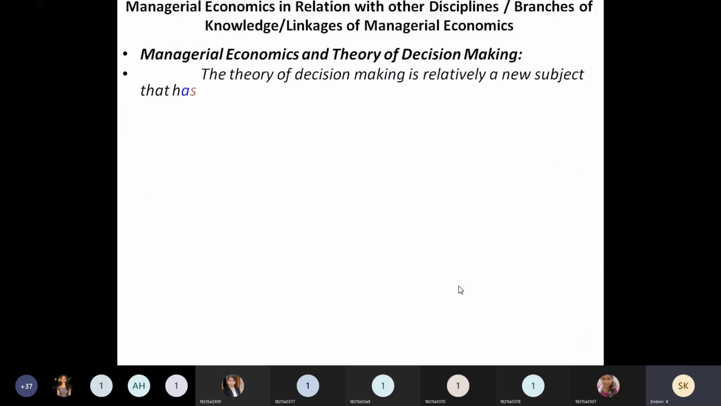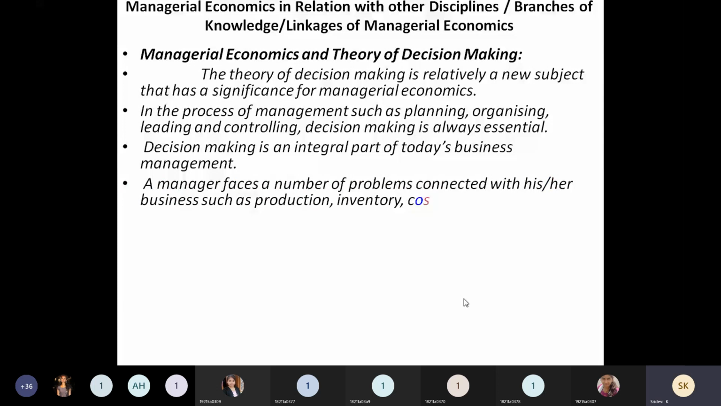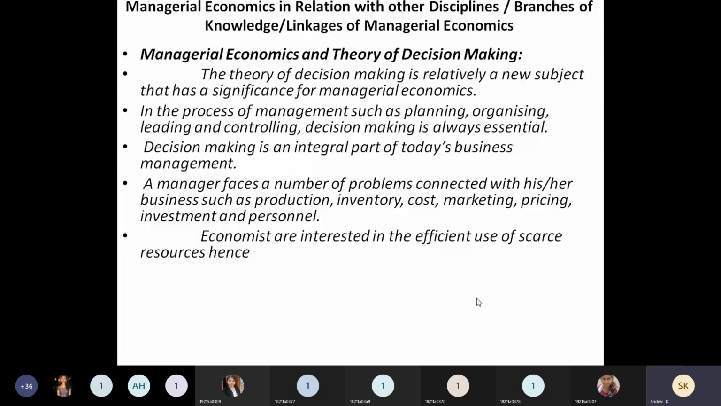Another subject that we are going to link up with business economics is theory of decision. So by applying this, you are going to plan, organize, and control your management process. Like production, inventory, cost, all these are the problems that are going to be faced by the management. So for all these things, we are going to apply this decision making theory.